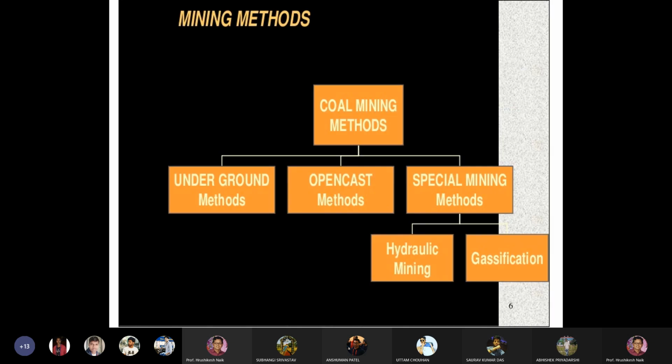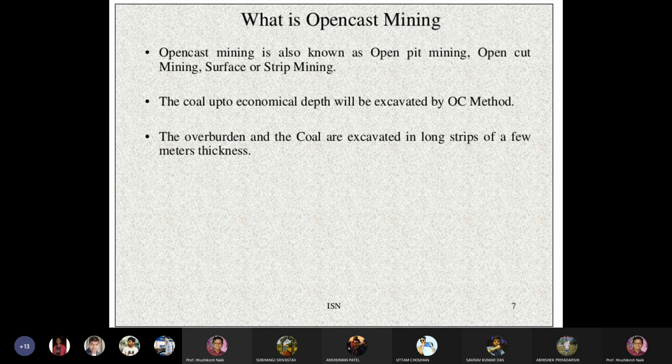So the mining methods are broadly classified into underground methods, opencast methods, and special mining methods. In the special mining methods, we have seen hydraulic mining, and another special method is called underground coal gasification. So these are different coal mining methods available. But our aim of this class is to know what is opencast mining.